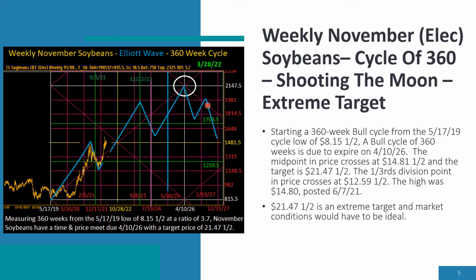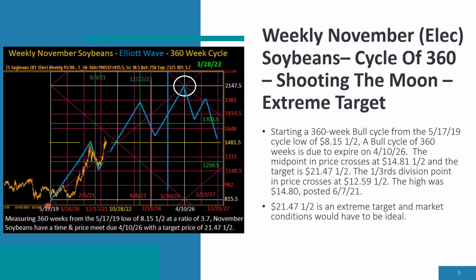Next, I'd like to share with you a weekly November electronic soybeans cycle of 360 weeks. This weekly chart, we're looking at a cycle of 360 weeks measured from the May 17th, 2019 low of $8.15.5 at a ratio of 3.7. This gives us a time and price meet due April 10th, 2026 with a target price of $21.47.5.